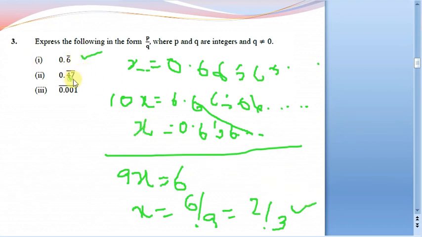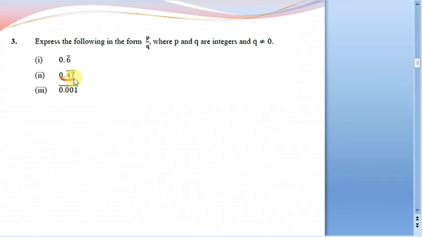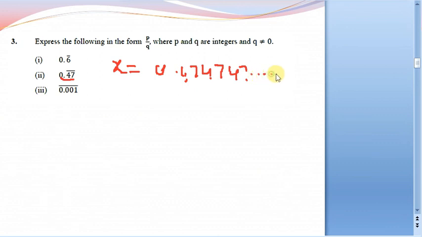Let us look at the second one now. Here the second one is 0.47 bar. For how many digits is there a bar? For 2 digits after the decimal point. As usual, we assume x to be the given number: 0.4747, 474747, and so on. It keeps on repeating, so we just have to place it like this.